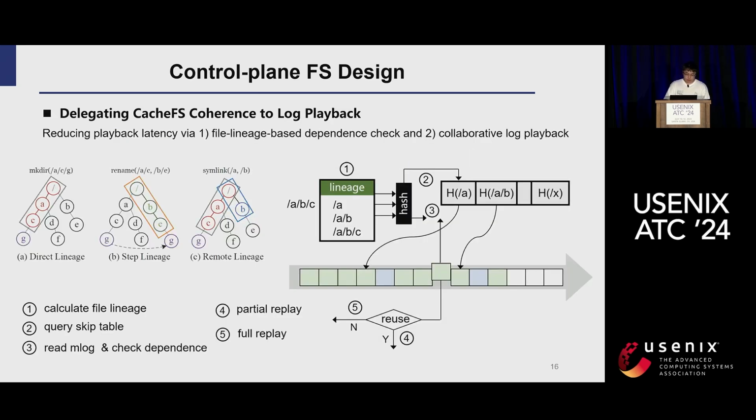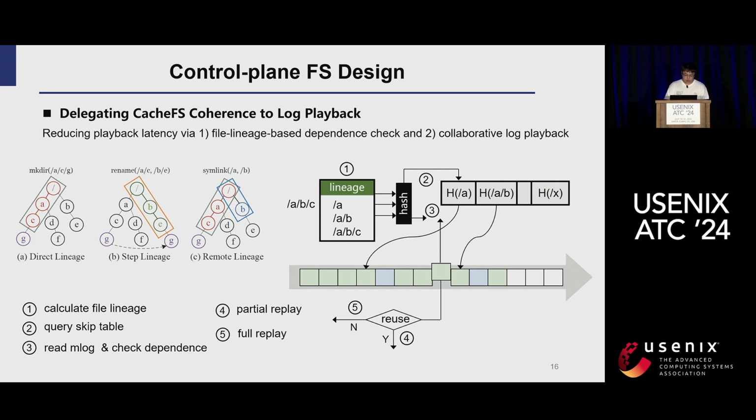In the third step, we play back logs and then perform the final syscall. We reduce the log playback latency with two techniques. We propose file lineage-based dependency check to reduce the number of playback logs. We validate the dependency of two file system operations based on file lineage. This figure shows three different file lineages. The second technique reuses the playback results of previous playback routines.